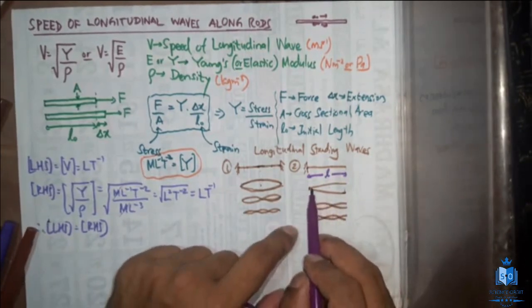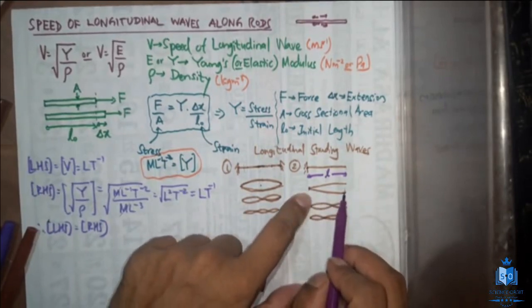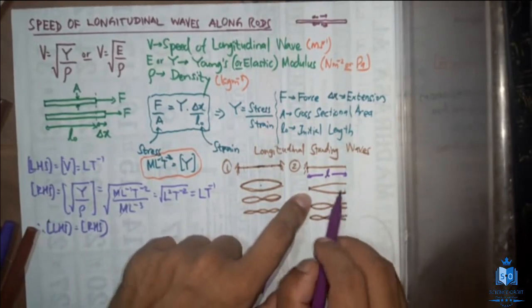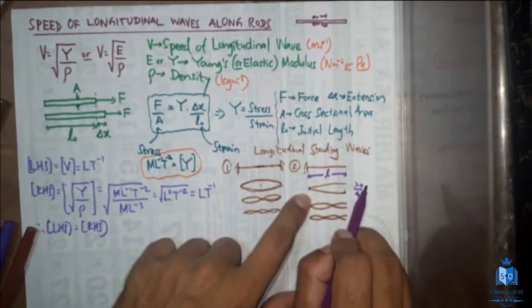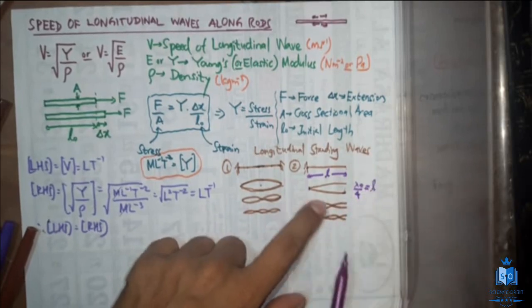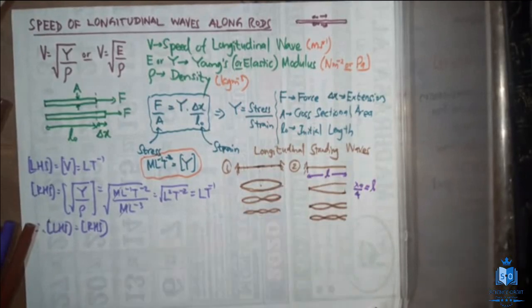Now here, this is half of a loop, correct? So here, wavelength, I will take it as lambda naught. Lambda naught by 4 is equal to L. I will stop there. You can continue your questions after this in case they ask.